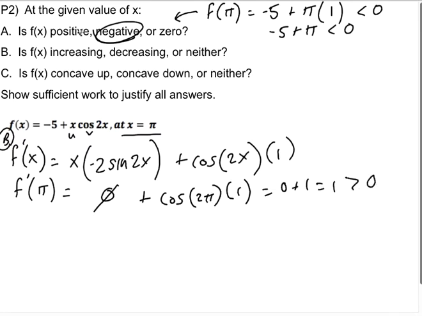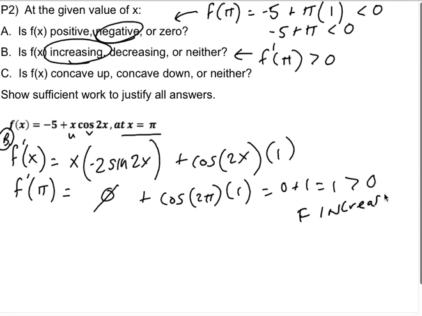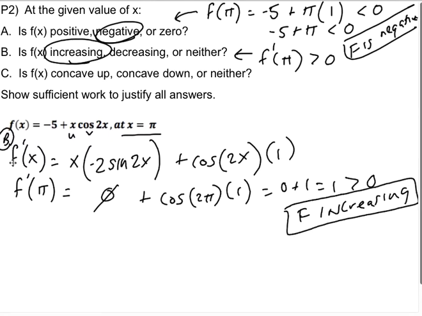That's greater than 0, so f is increasing, right? So my reasoning is that f prime of pi is greater than 0, so f is increasing. So f is negative. That was my answer to A. My answer to B is f is increasing. Now, I am probably going to want to clean up this first derivative to find the second derivative.